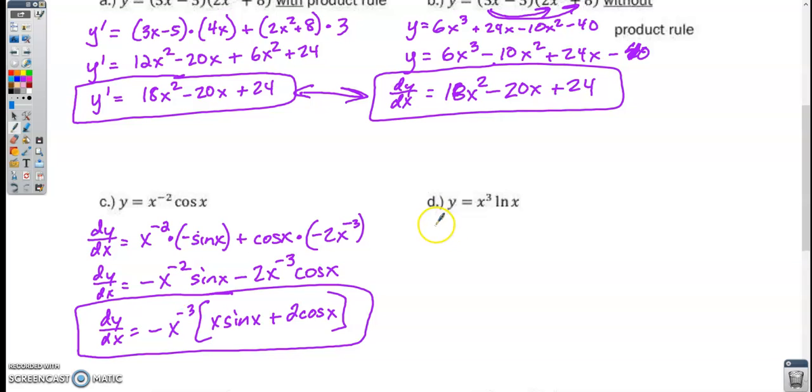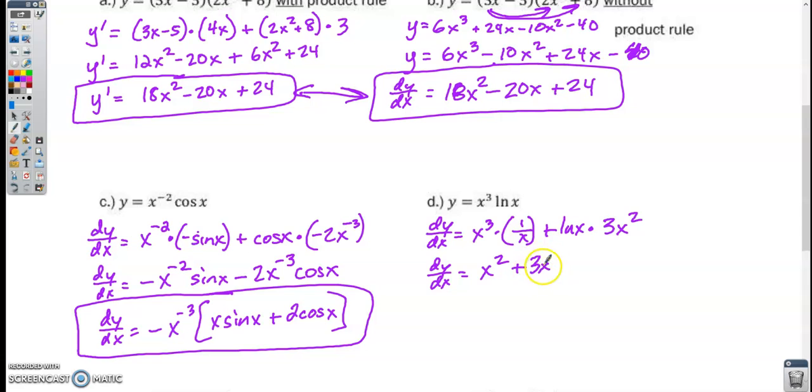All right, one more. Dy dx is equal to first function times the derivative of the second. The derivative of the natural log is 1 over x plus natural log times the derivative of the first function, which is 3x squared. Simplifying gives me x squared plus 3x squared natural log of x. I can factor an x squared out of both of those, so I'm going to go ahead and do that.